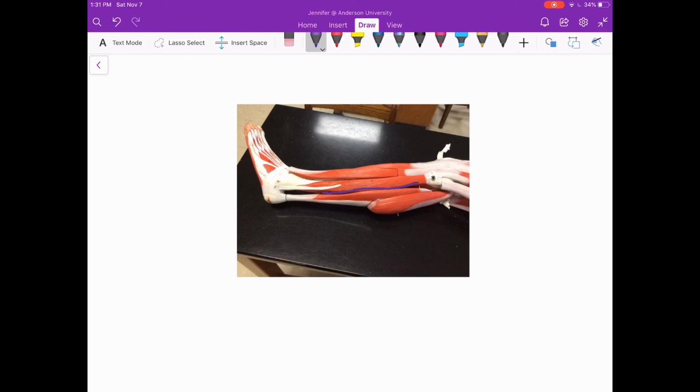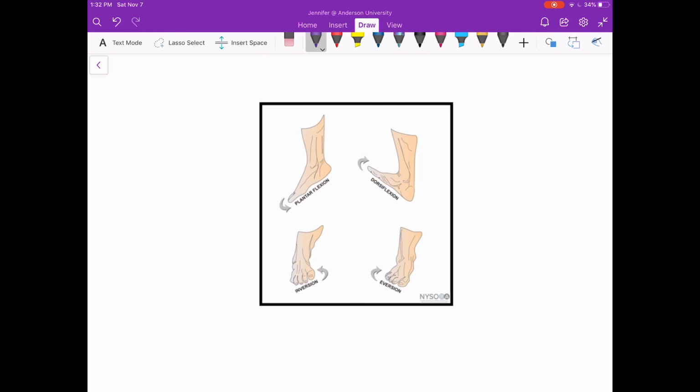Here we have a model. Again, it's kind of hard to see, but it is on the lateral portion of the leg where the fibula is. So here we have our diagram, plantar flexion, where the toes are pointing down, so you plant seeds down in the ground, and then eversion, where the bottom of the foot everts and goes outward. So that makes a lot of sense for the name.